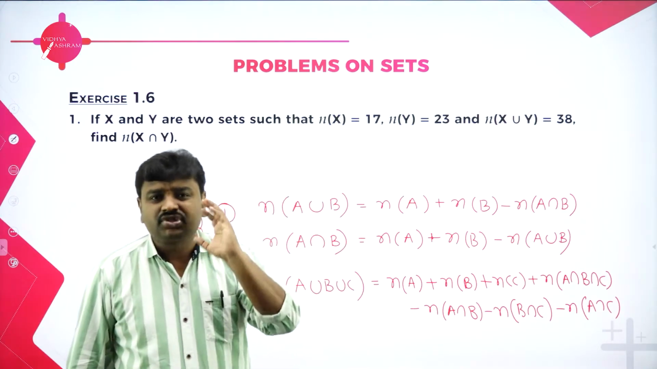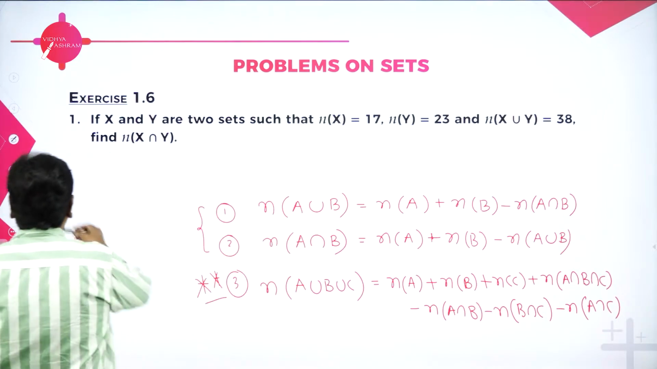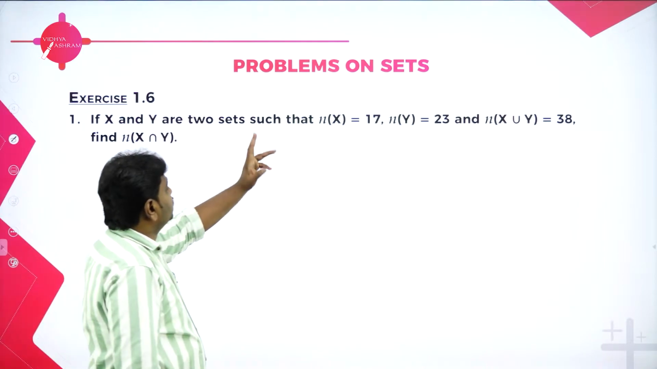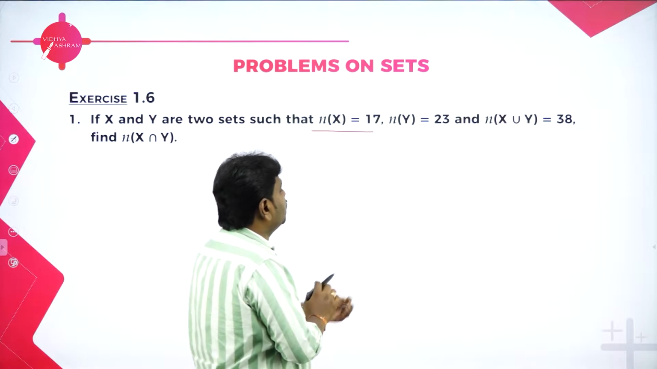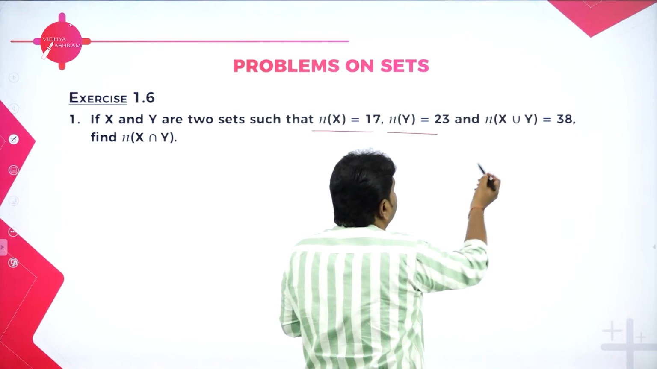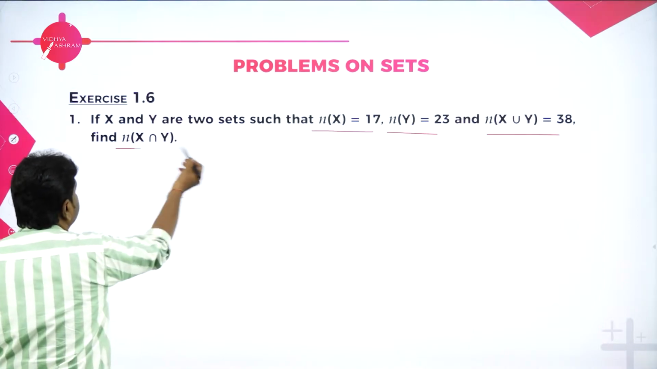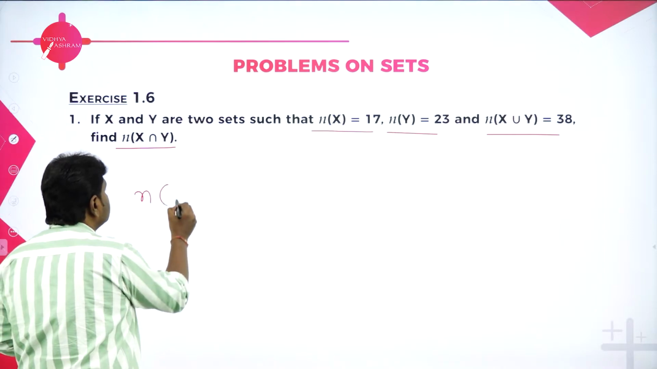I am repeating, once you are thorough with the formula, then you can do the problems. Now we'll start with the first problem. If x and y are two sets such that n of x is given 17, n of y 23, n of x union y is 38, and they want you to find n of x intersection y. See, first if you want to solve this, you should know the formula.